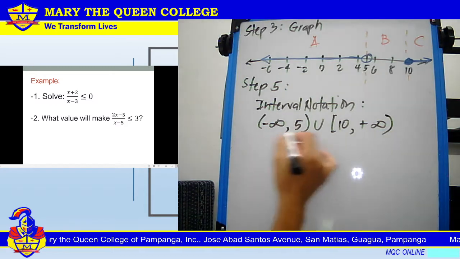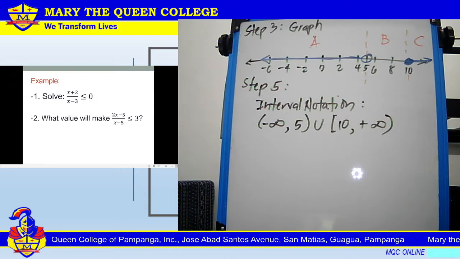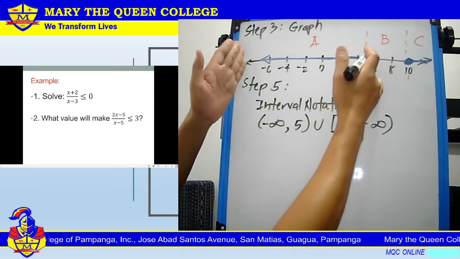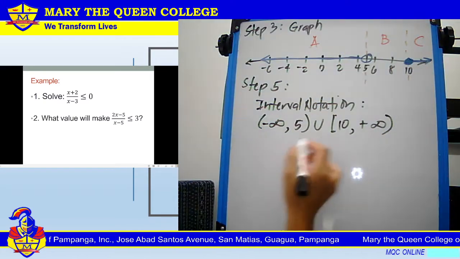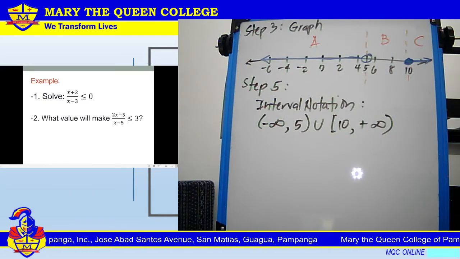Okay? So this will be our answer now. So by looking at the graph, interval A is included and interval C. So this is our answer. Okay? So I hope you learned how to determine the values of irrational inequalities. Thank you and have a nice day.